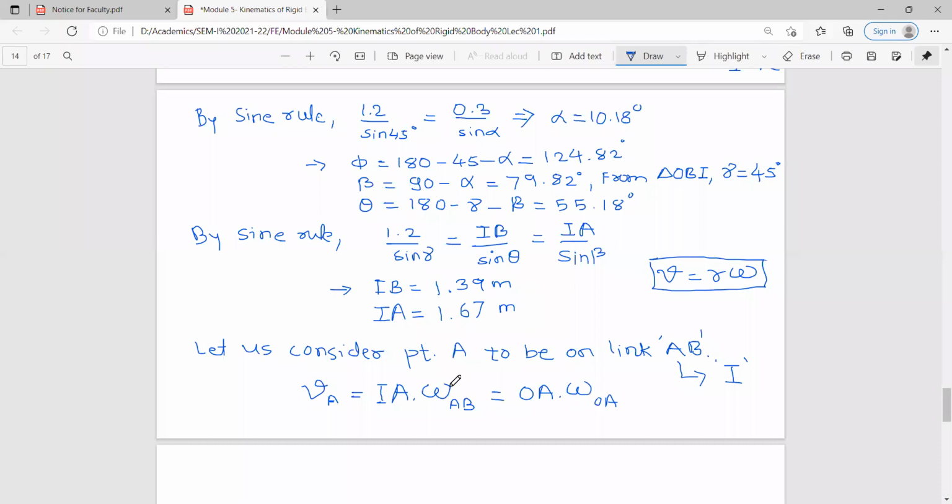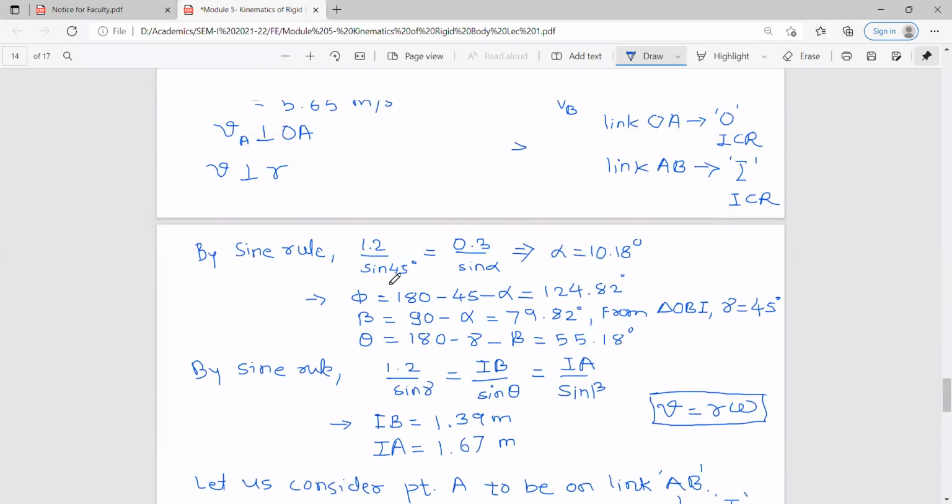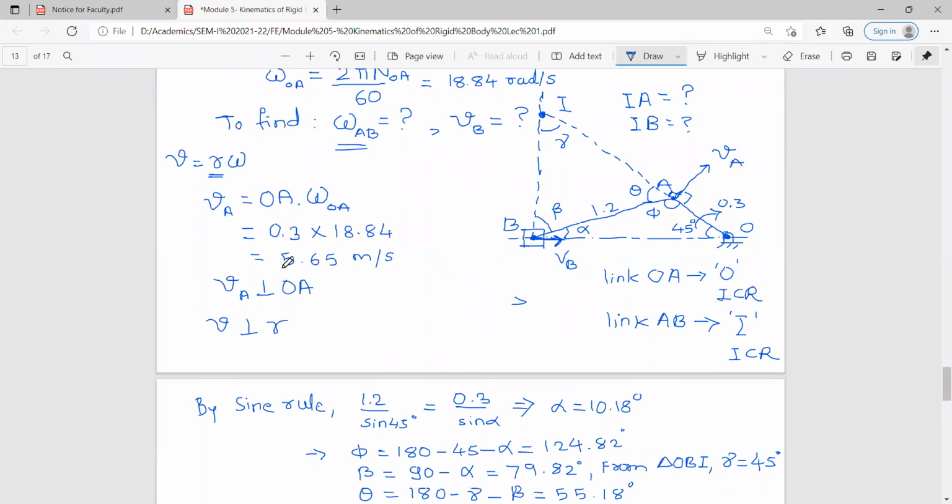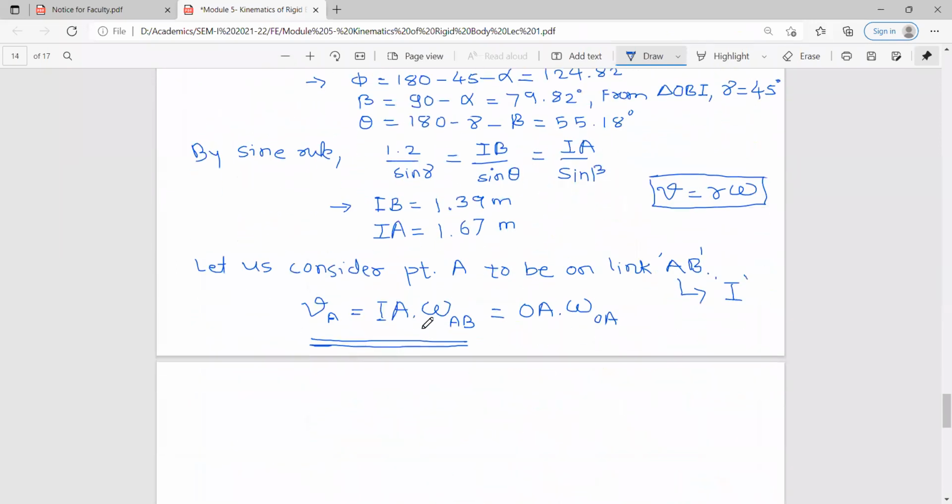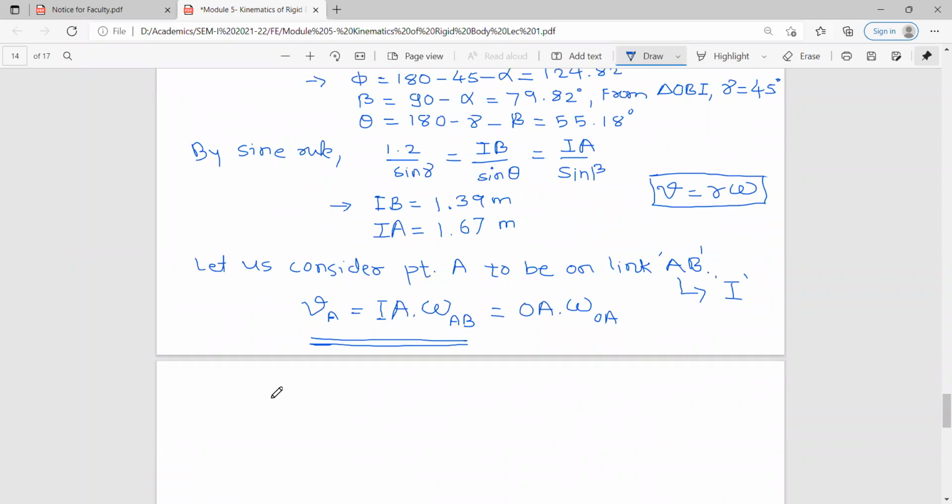Okay, so what we know here, you concentrate on this part. IA we just calculated here. Velocity of point A is known to us. We have found that out as well. See velocity of point A, it is moving using this formula. Okay, you need to calculate angular velocity of AB. So I will go for that: angular velocity of AB will be equal to velocity of point A upon IA. Understood?